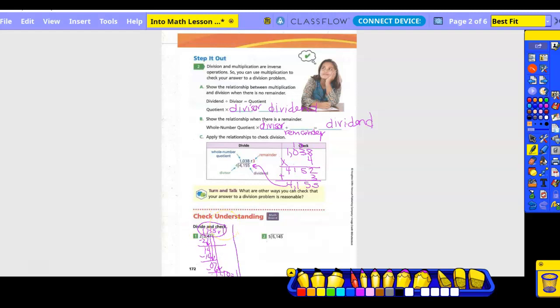Okay, now we're going to check it. So I'm going to draw a line right here. Okay, so what am I going to multiply? My quotient, 1,735 times my divisor. What's my divisor? 2.